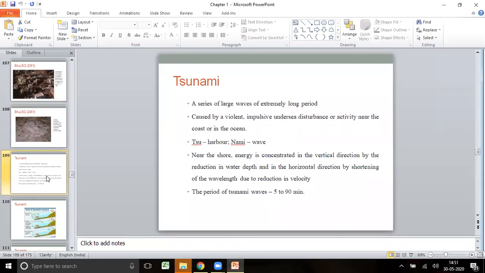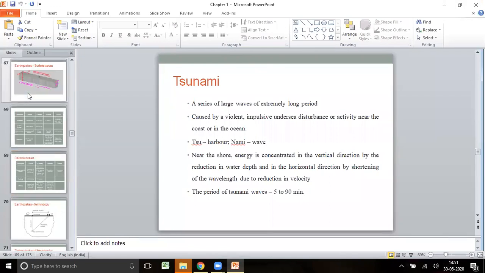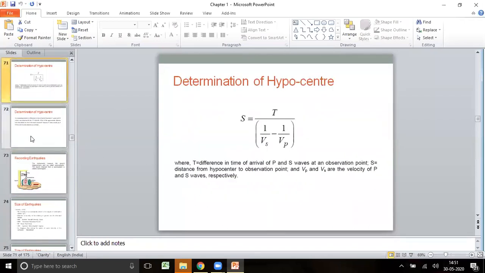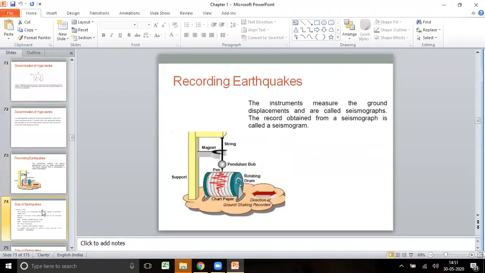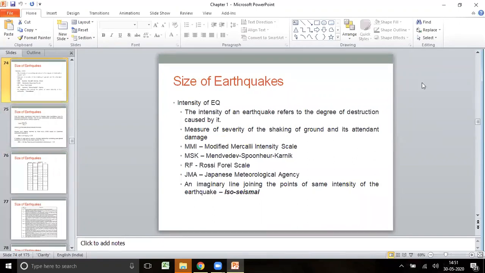Then what else have we seen? How to measure the earthquake? Using a seismograph, and the record obtained from the seismograph is the seismogram. Then how to measure the distance, the epicentral distance. And the measure of the earthquake in terms of intensity and magnitude. Intensity is the measure of the amount of destruction caused to society. Based on that, intensity is measured.